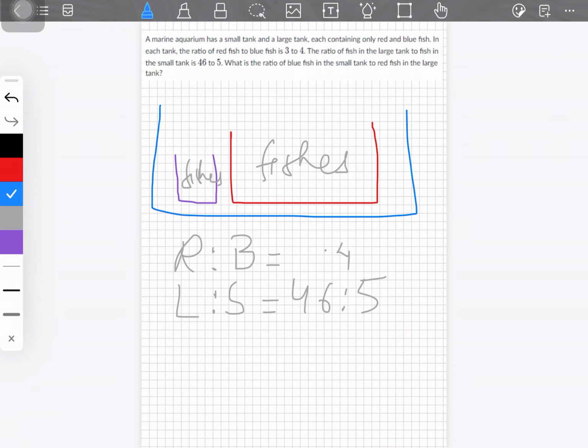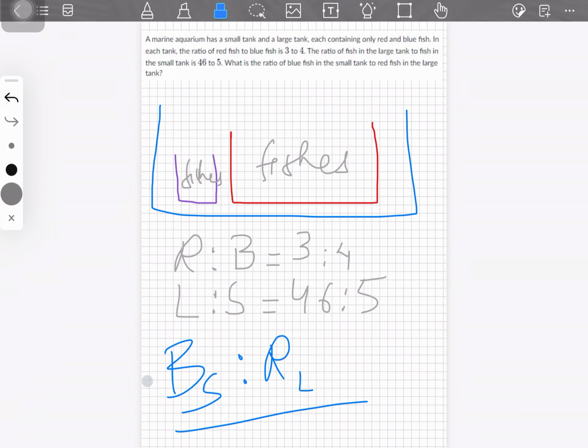Now let's read the last part of the question. What it says is, what is the ratio of blue fish in the small tank to red fish in the large tank? So what we need is blue fish in the small tank to red fish in the large tank. The normal questions that we solve in ratio and proportion deal with three ratios. If a is to b is this, b is to c is this, then find a is to c, or things like that. But this question involves two different ratios, and it's not like a is to b and b is to c. It's different. You have to combine them.